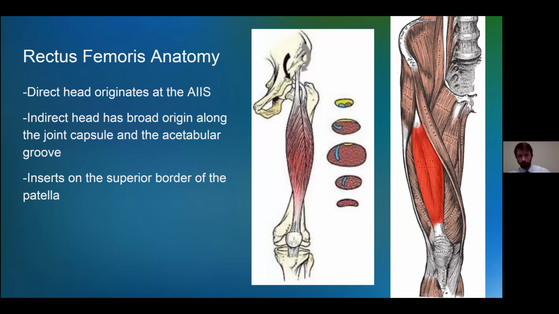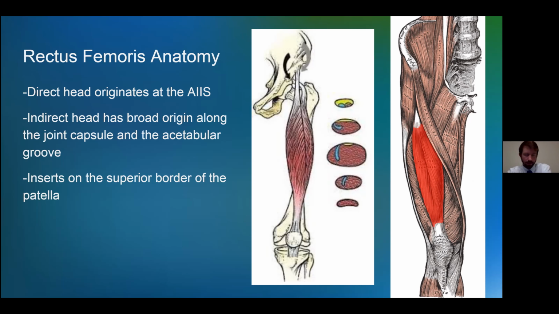So before our next ultrasound image, let's just take a couple minutes to discuss some more anatomy, namely of the rectus femoris muscle. So rectus femoris is described as the kicking muscle. It's commonly injured in adolescent athletes that participate in kicking sports. If they have open growth plates, they can also develop a traction apophysitis at the attachment at the AIIS.